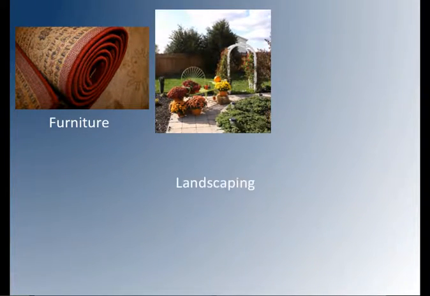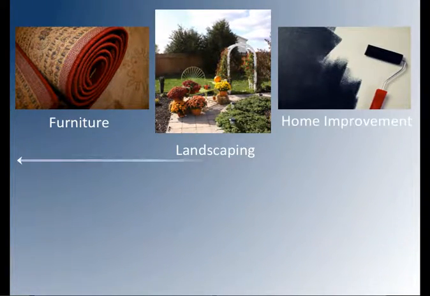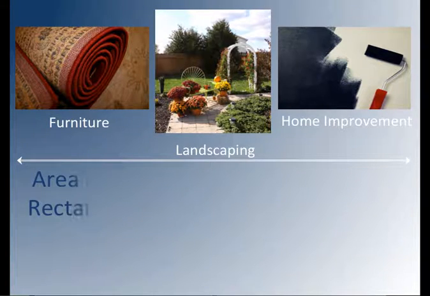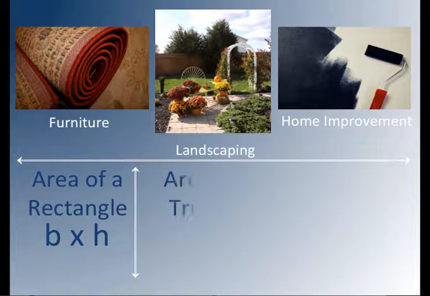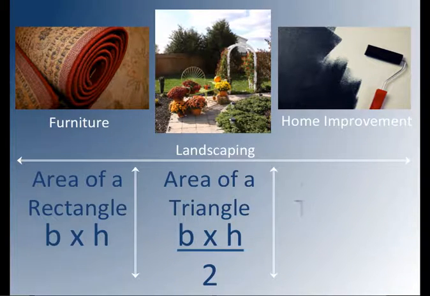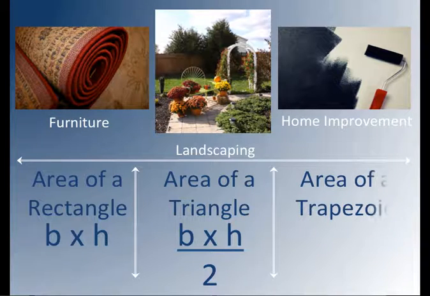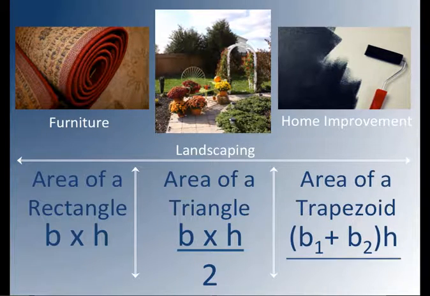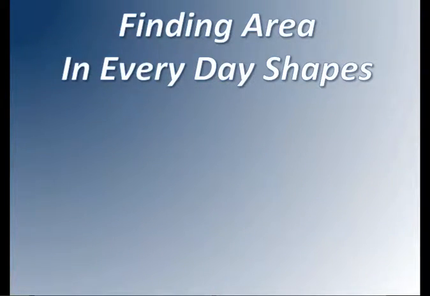So we just used our 3 real-world examples to talk about 3 different formulas for areas. We used furniture for area of a rectangle, landscaping for area of a triangle, and an example in home improvement for the area of a trapezoid. So like I said, finding area in everyday shapes is actually easier than we thought, and it actually comes up more often than we think too.